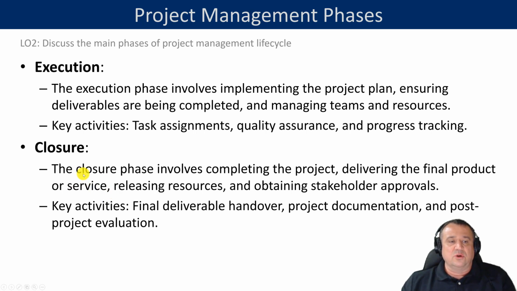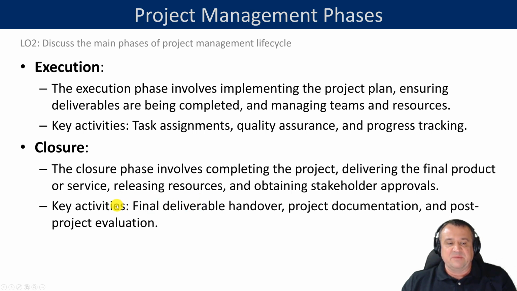And then you have the so-called closure phase. So the closure phase or closing phase involves completing the project, delivering the final product or service, formally transitioning the ownership of the product or service to your client, releasing resources, for example, formally releasing project team members from their work on the team, and also obtaining stakeholder approval. So those are some of the main things that are happening within the closing phase.